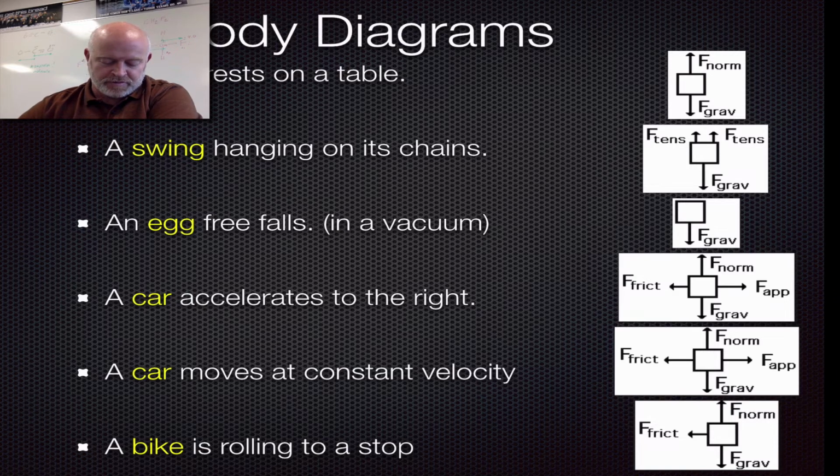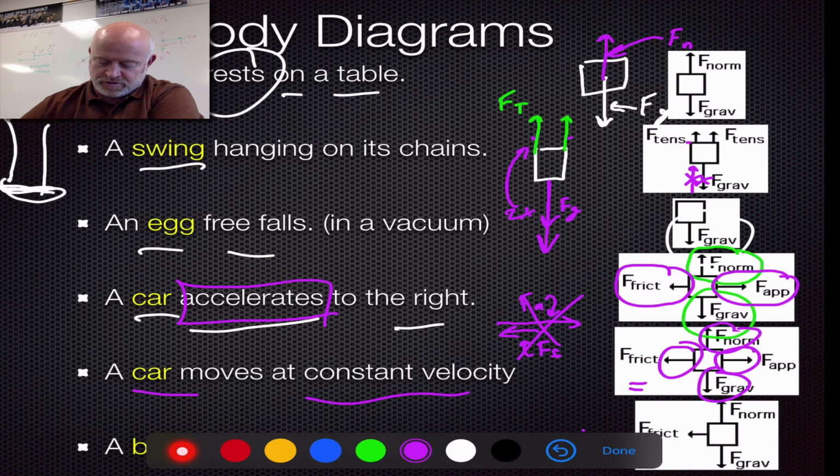And then our last one, if we take a look at that one, we have a bike rolling to a stop, okay? So in this case, with a bike rolling to a stop, there is no applied force because it's just rolling. The normal and the gravitational force still should be the same here, but it's rolling to a stop. So there has to be a force that's opposing the motion. And friction force opposes motion as we take a look at that, okay? So that's kind of the idea of free body diagrams.